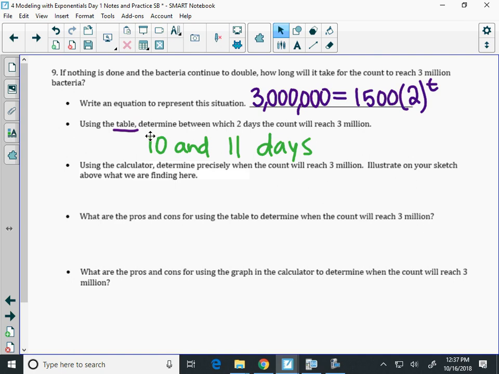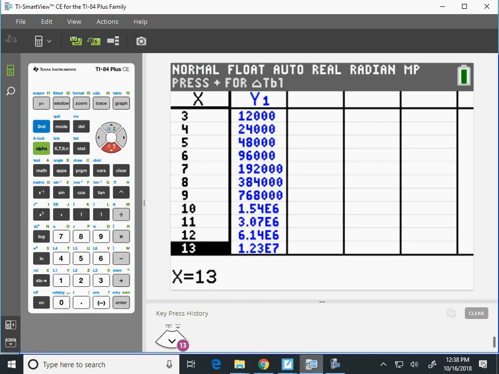Now, even though we can't solve that equation by hand yet, we'll learn how to. The real reason you can't do it is because we don't know how to get t out of the exponent yet. You don't know that yet. We want to know exactly when we're going to get to 3 million. So let's at least use our calculator to figure out when we're going to get to 3 million.